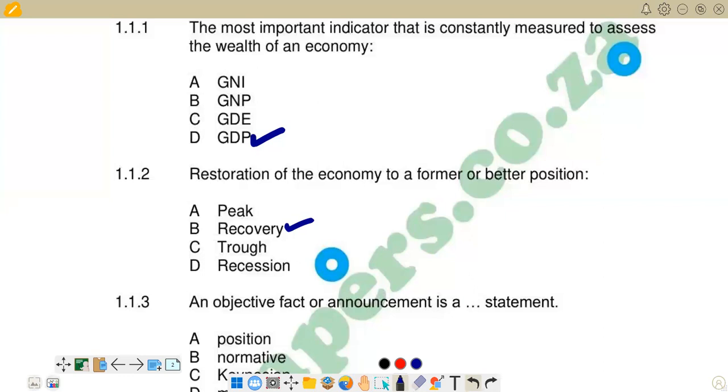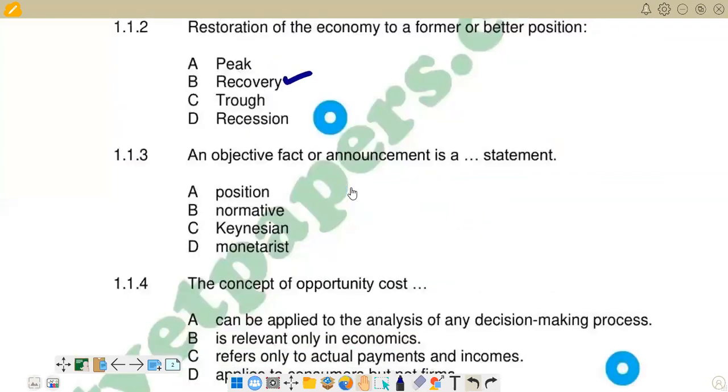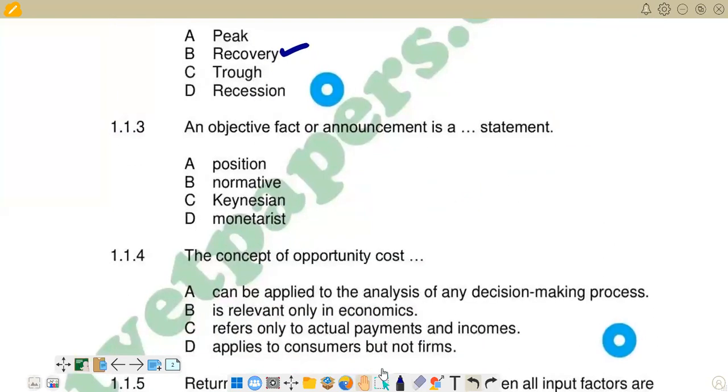Then we move on to 1.1.3. It says: an objective fact or announcement is a dash statement. A positive statement is the one that is more objective, and it's more of a fact. So positive is the most appropriate answer that we have there. Let's look at normative. A normative statement is a subjective statement, so it doesn't fit the explanation that we have in the question.